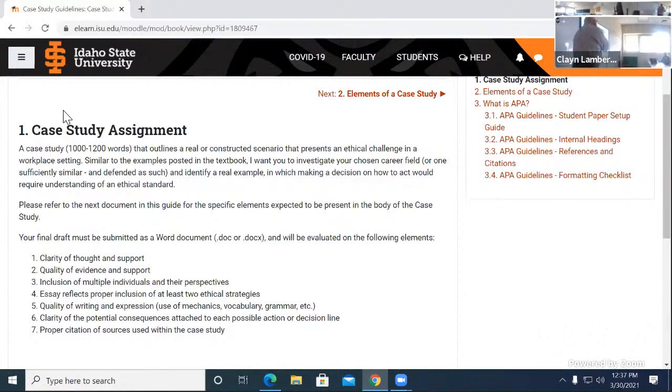Clarity of thought and support. The quality of your evidence and support. The inclusion of multiple individuals and their perspectives.